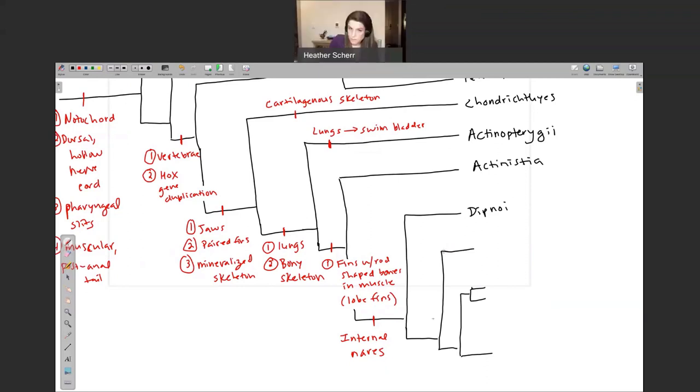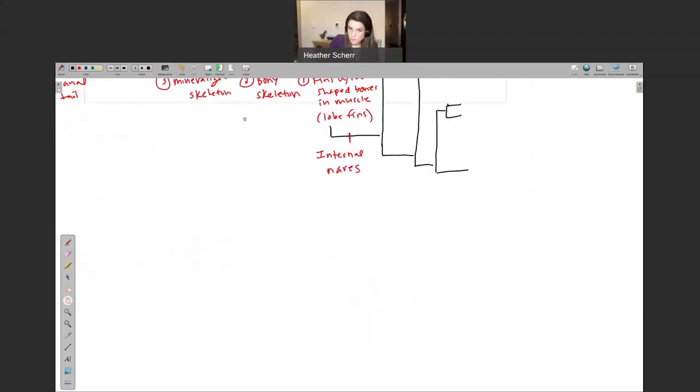Okay. Then we have our four limbs with digits. They also have a neck and a fused pelvic girdle, and other characteristics that allow them to move onto land. These are the first group here.